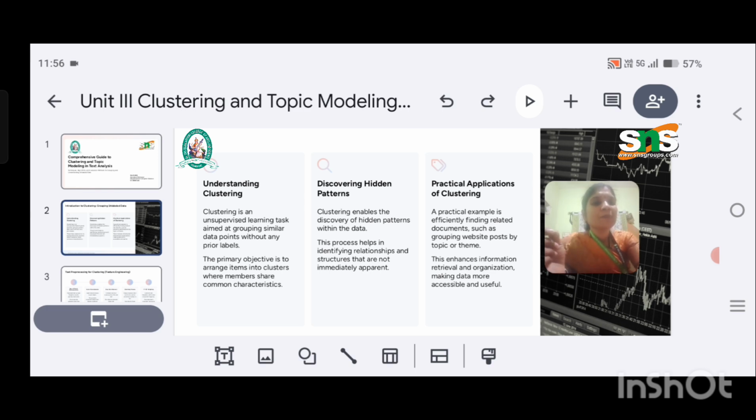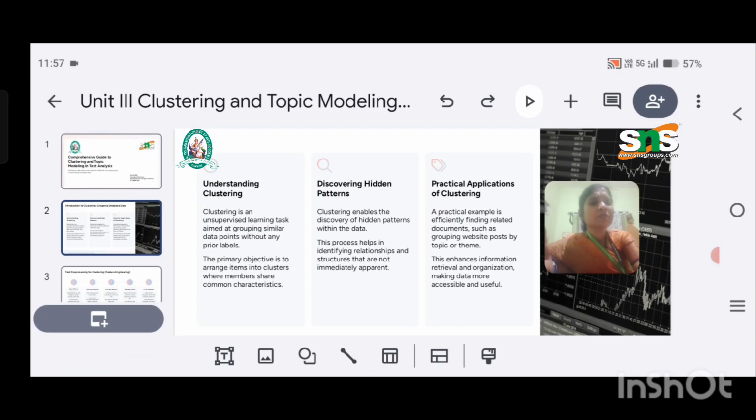The next one is practical application of clustering. A practical application for clustering is related to documents that are grouped in a website post based on topic or themes, or blogs, where the information is retrieved to make the data more accessible and useful for organizational purposes. Here the clustering process is implemented through the practical application in this format.